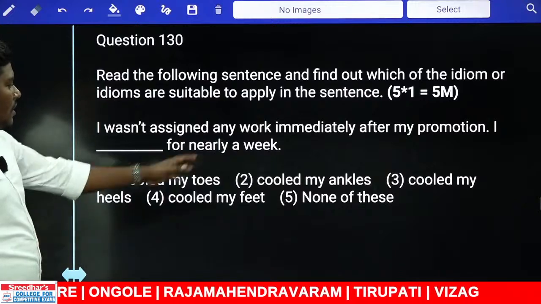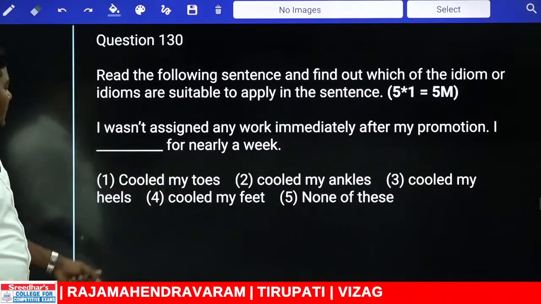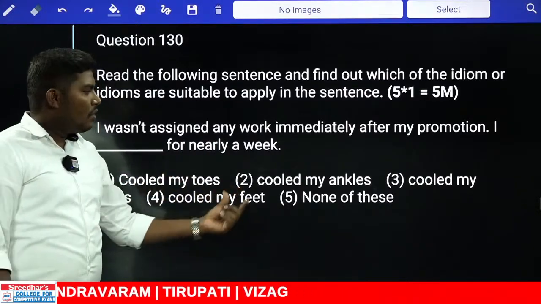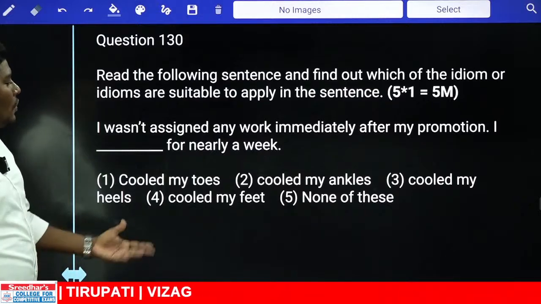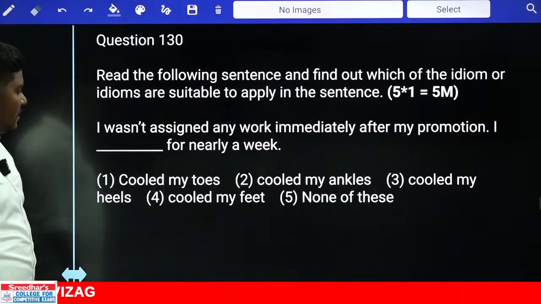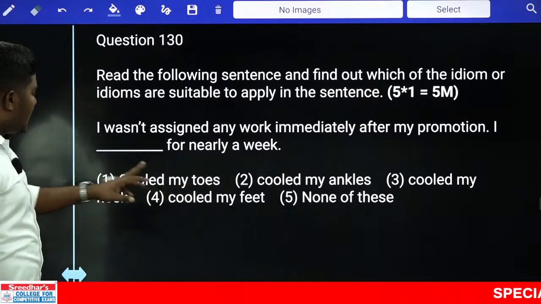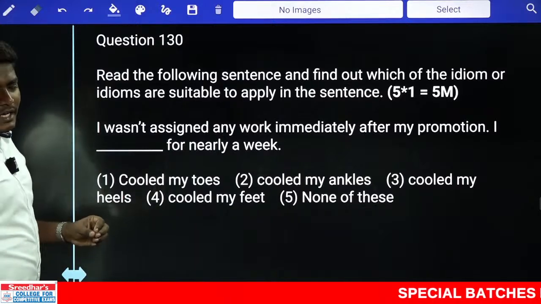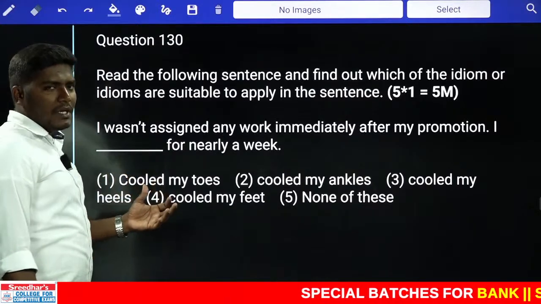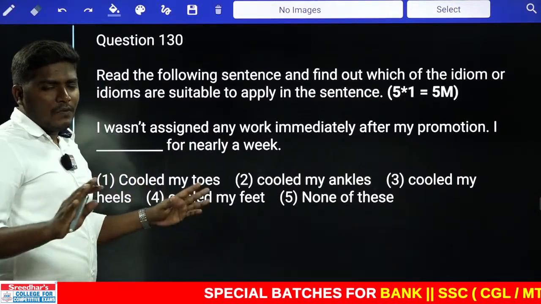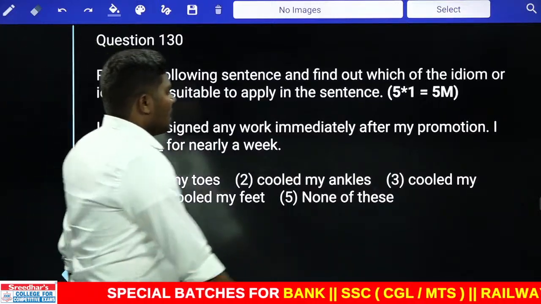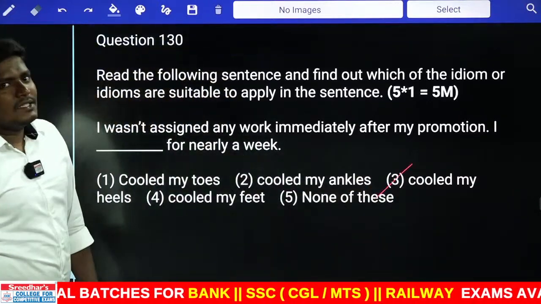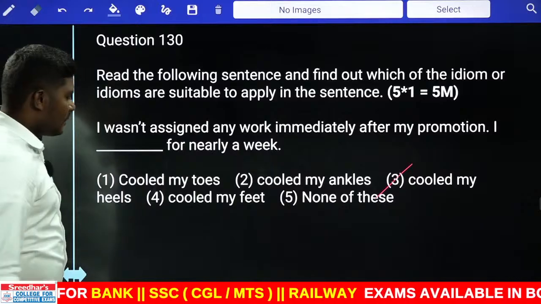Look at the words. All are common but there is little difference. Cool my toes, cool my ankles, cool my heels, cool my feet. There is only one that is possible. Toes are given, ankles are given, heels are given, feet are given. The correct one in the context, as I did not work, I was just staying still. The word should go with the third one. Cool my heels is nothing but not to do any work.